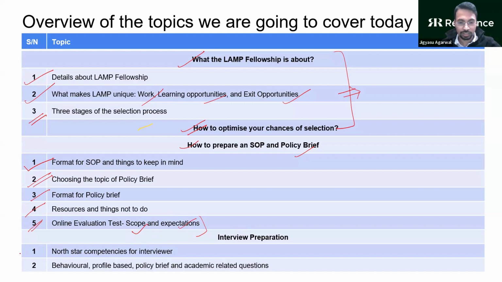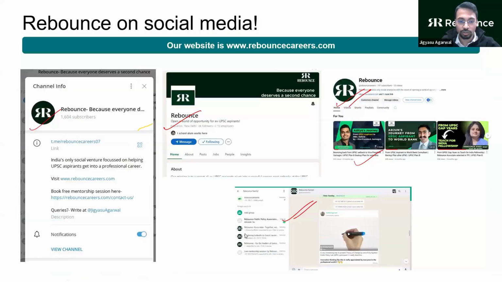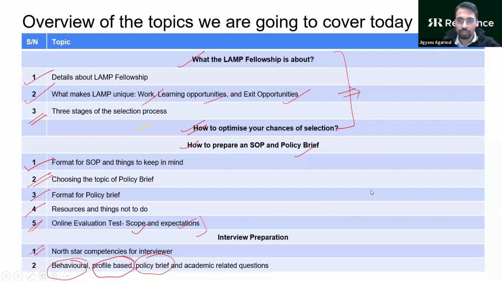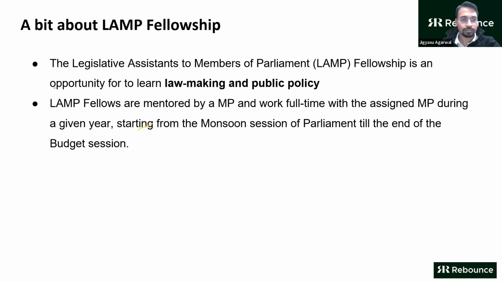Then we will have a detailed discussion on interview preparation, where we will discuss, number one, the North Star competencies for the interview. And then the very important part: the behavioral questions, the profile-based questions, the questions on the policy brief which you submitted, and everything else which finally encompasses this interview preparation space.